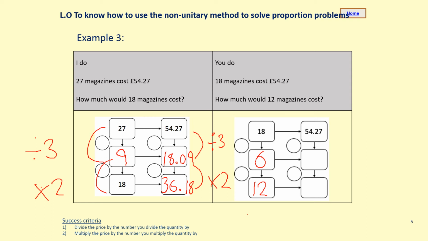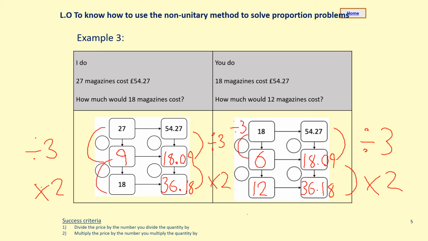So ask yourself, how do I get from 18 to 6? What division do I do? I divide by 3. So I also need to divide the cost by 3. So 54.27 divided by 3 gives me £18.09. And then how do I get from 6 to 12? Well, I need to multiply by 2. So times £18.09 by 2, we get £36.18. Really well done if you got that right yourself.